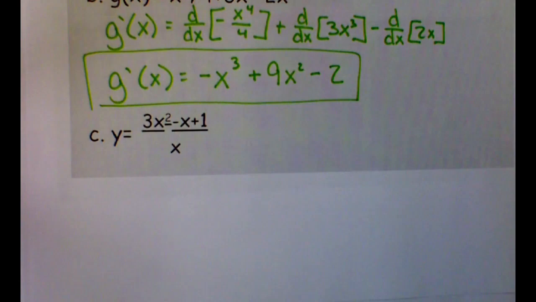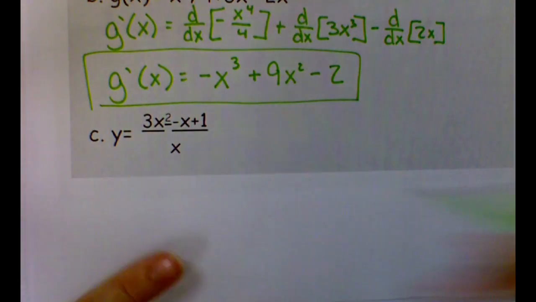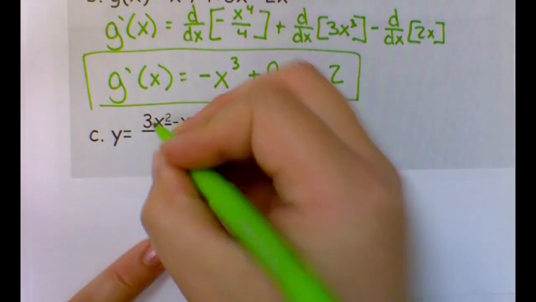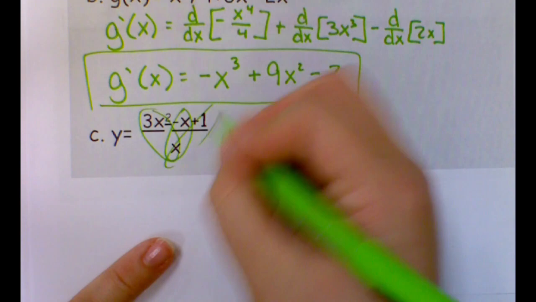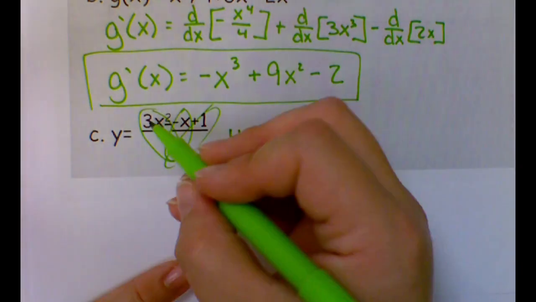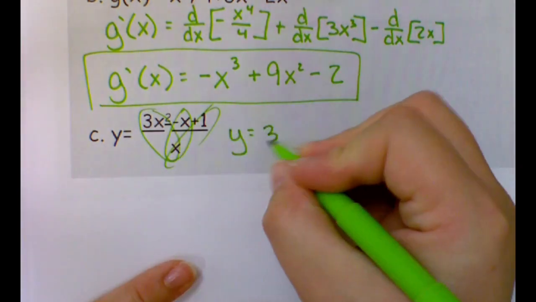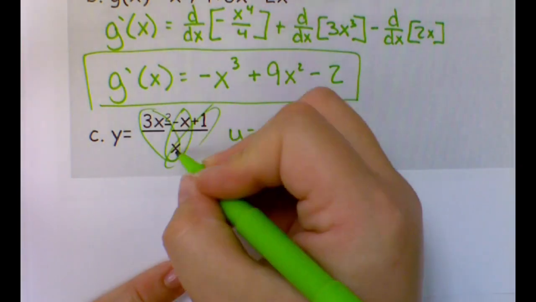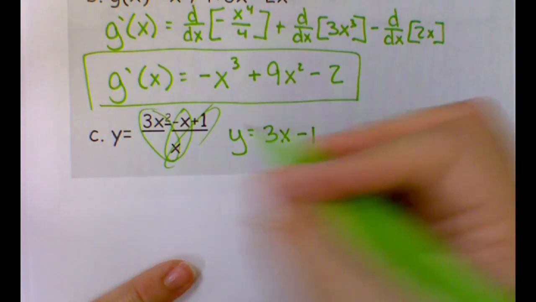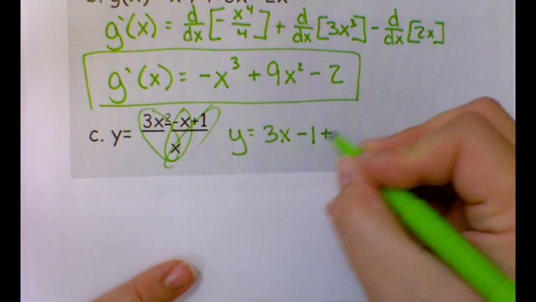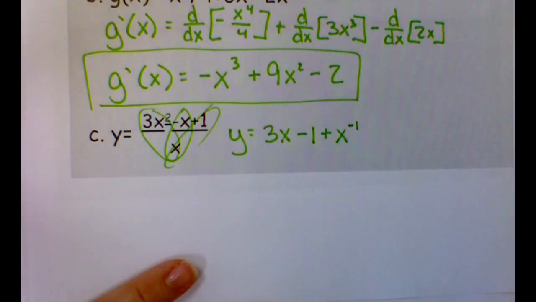And then part C is a little trickier. We need to rewrite this one first, because I can take and figure out each of these individual fractions. 3x squared over x is 3x. Minus x over x is minus 1. And plus 1 over x is plus x to the negative first power.